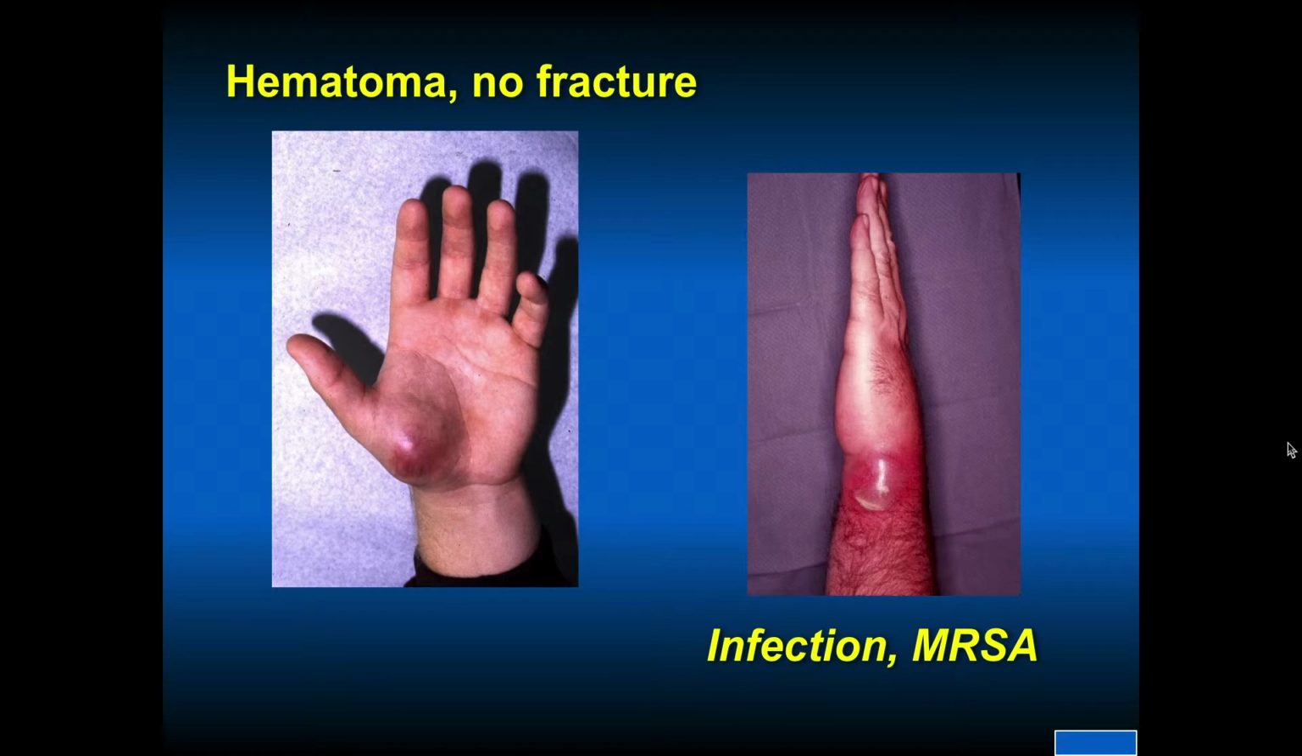On the right is a problem that we see all too often, an infection, and this is a MRSA infection. So just as an example, this isn't a fracture, no real trauma here, had an infection with methicillin-resistant Staph aureus.